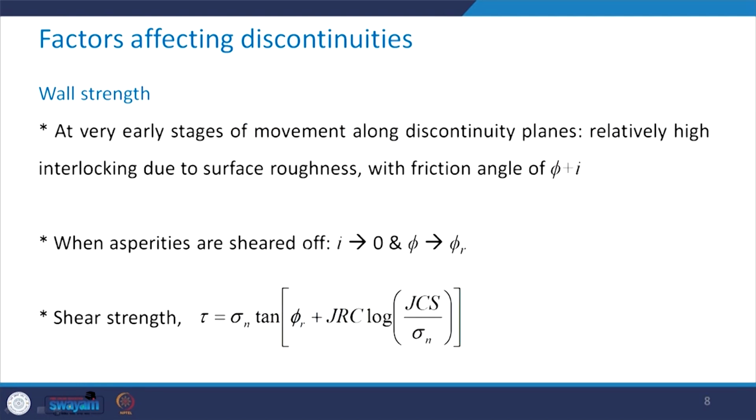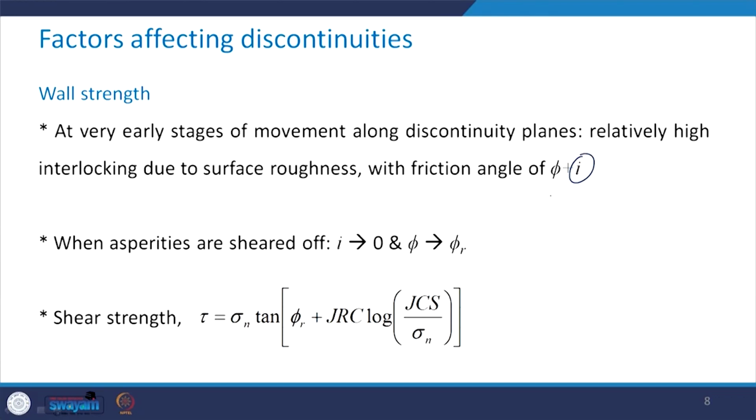At the very early stages of movement along the discontinuity planes, relatively high interlocking is there due to surface roughness. Just now I will draw a figure and show that to you. Therefore, the friction angle is increased by this roughness angle i, so the total is going to be phi plus i. Now, when the asperities are sheared, let us say you are conducting a direct shear test and you keep on increasing the shear load, then what will happen?